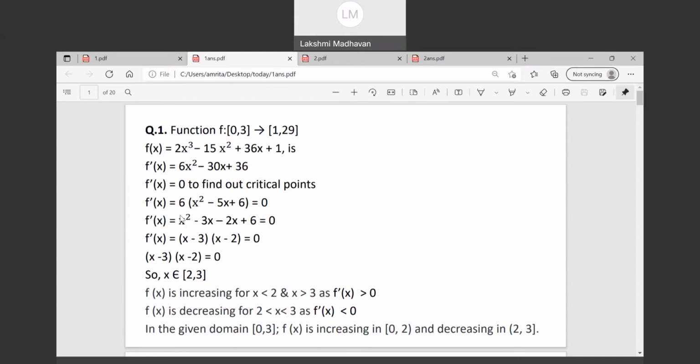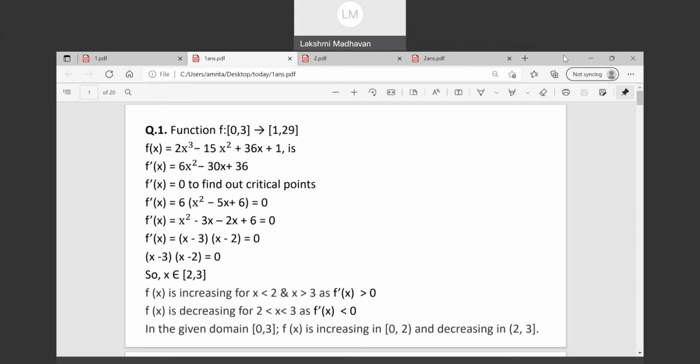We take 6 common, then we have the equation x square minus 5x plus 6 equal to 0. So the roots will be 3 and 2, that is, x minus 3 and x minus 2. So we have 2 roots here, and the critical points lie in the interval 2, 3. Now we know the range is from 0 to 3, so we have the values 0, 2 and 3.